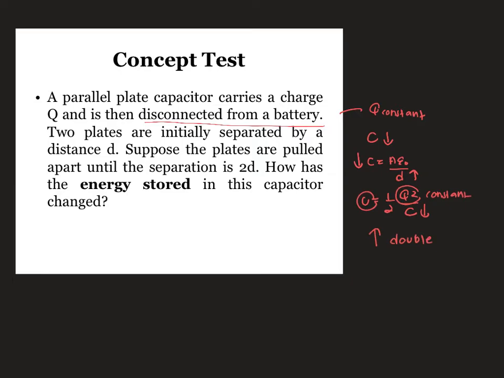But the thing you need to understand is that because one plate is positive and one plate is negative, for you to pull these two plates apart, definitely you need to supply some energy, because positive and negative are going to be attracted to each other. So if you want to pull these two plates apart, you need work done, which means you are going to have an increase of potential energy.